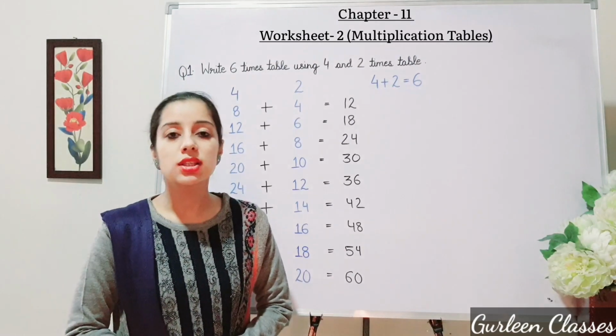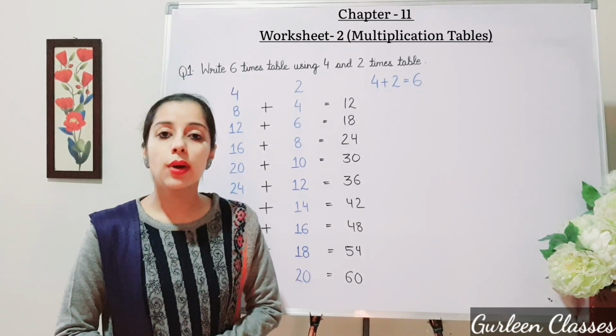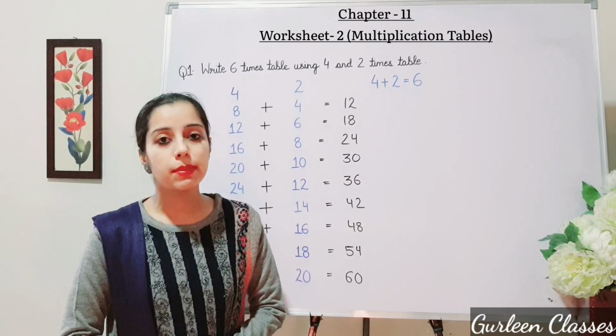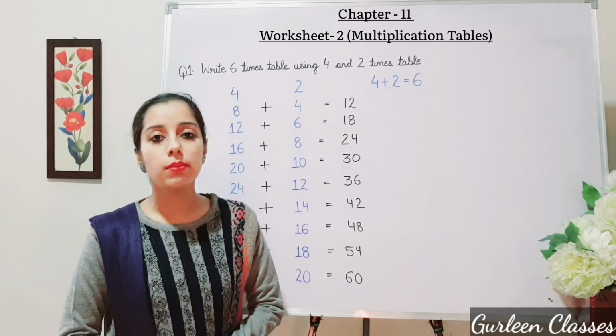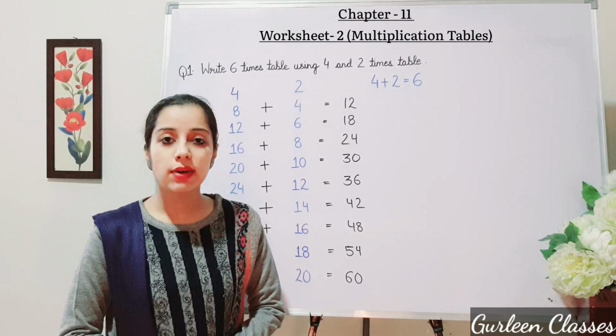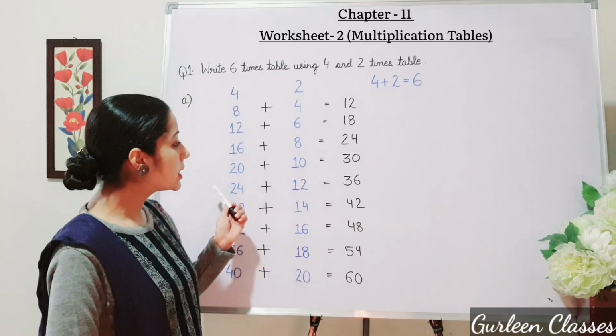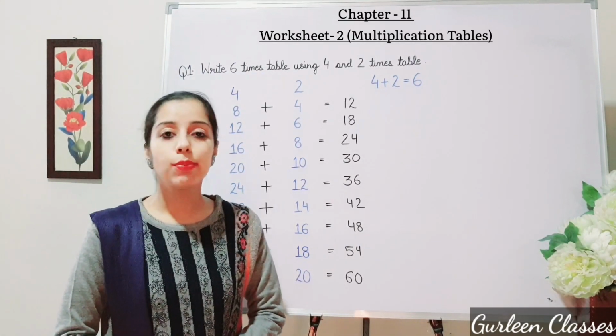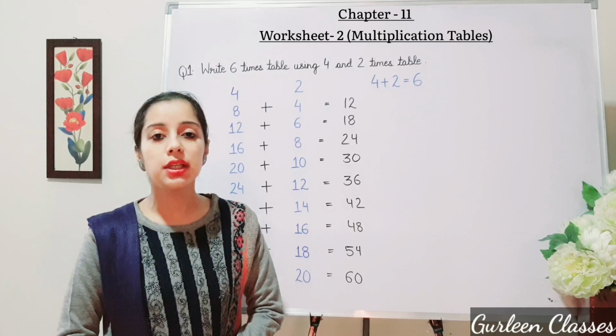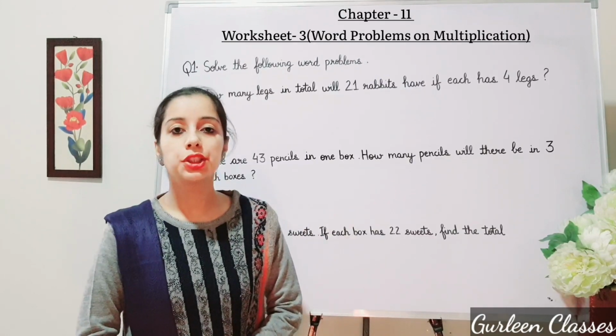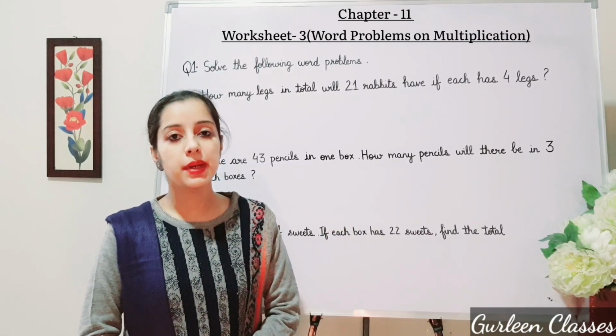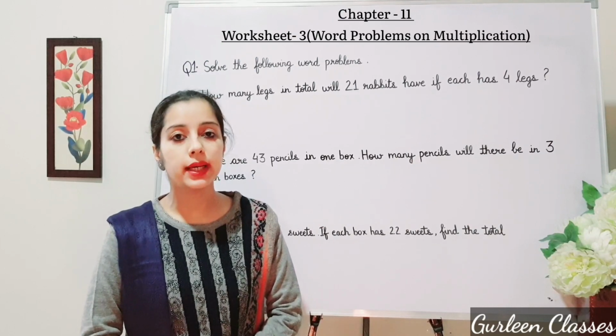So now let us do another question based on this. You have to write the 15 times table and you can take any 2 numbers of your choice. So let us write the multiplication tables of 6 and 9 here. Then add both the numbers, and you will get the multiplication table of 15. So now worksheet 3. This worksheet is based on word problems on multiplication.